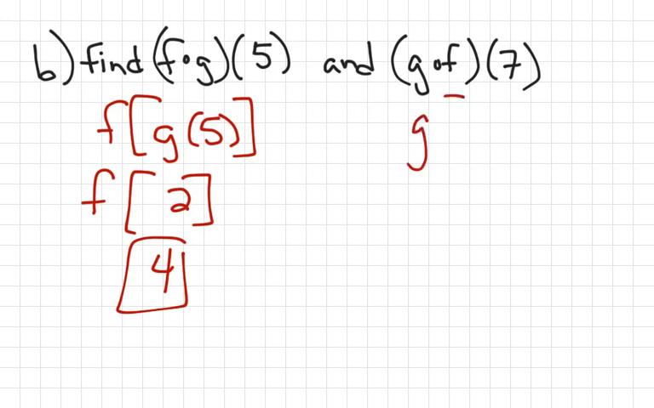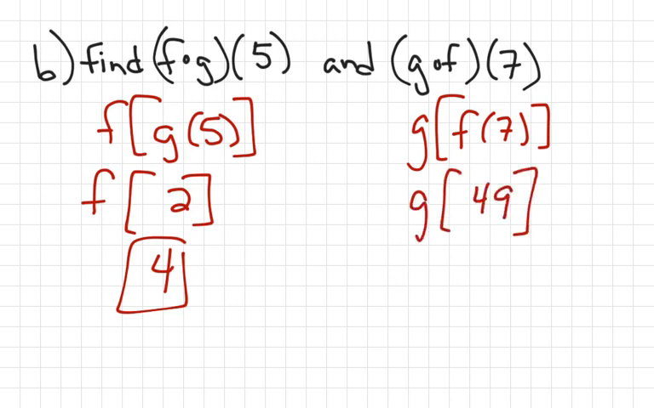To find g of f of 7, that says plug 7 into f first. So 7 squared is 49. That output now becomes the input of g. So 49 minus 3 is 46. And that's the composition of functions.